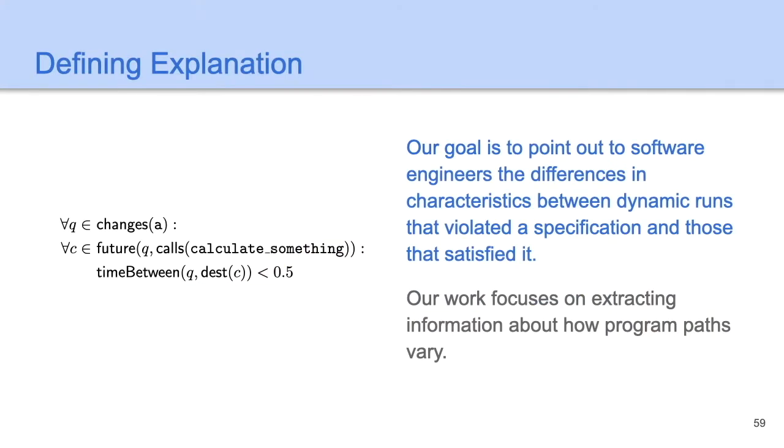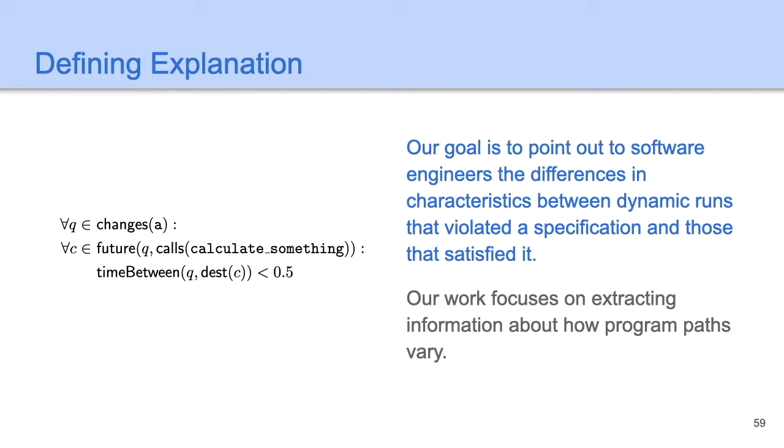Our ultimate goal in explanation is to point out to software engineers the differences in characteristics between dynamic runs that violated a specification and those that satisfied it. Our work specifically focuses on extracting information about how program paths vary. This is possible because of the low-level nature of control flow temporal logic.